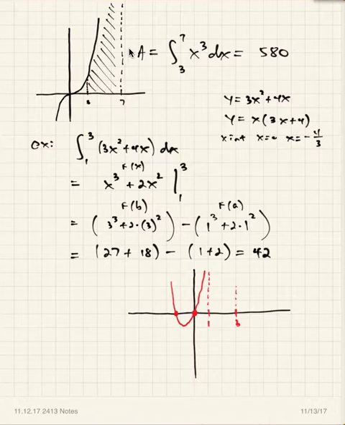So this parabola is a pretty steep rising graph. And so we're finding the area of this region. We found it to be 42, which is a fairly large area, and it makes sense that that would be true in this problem.